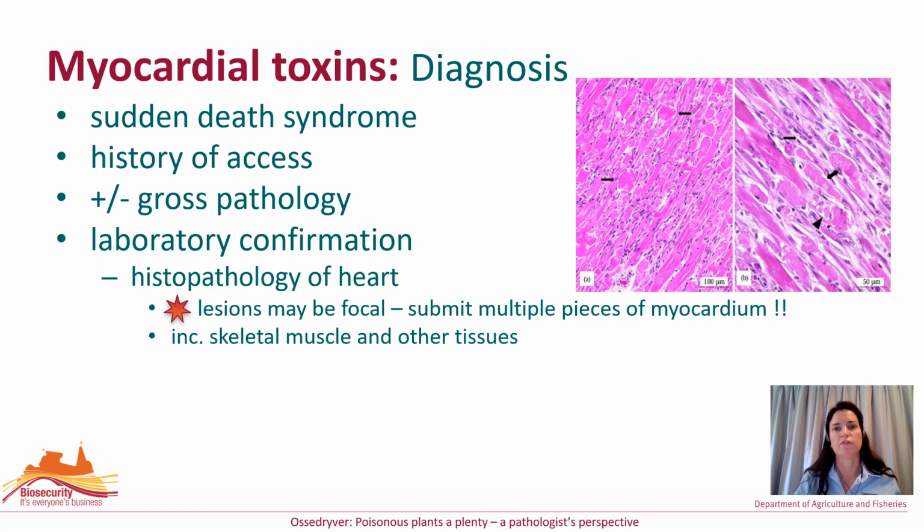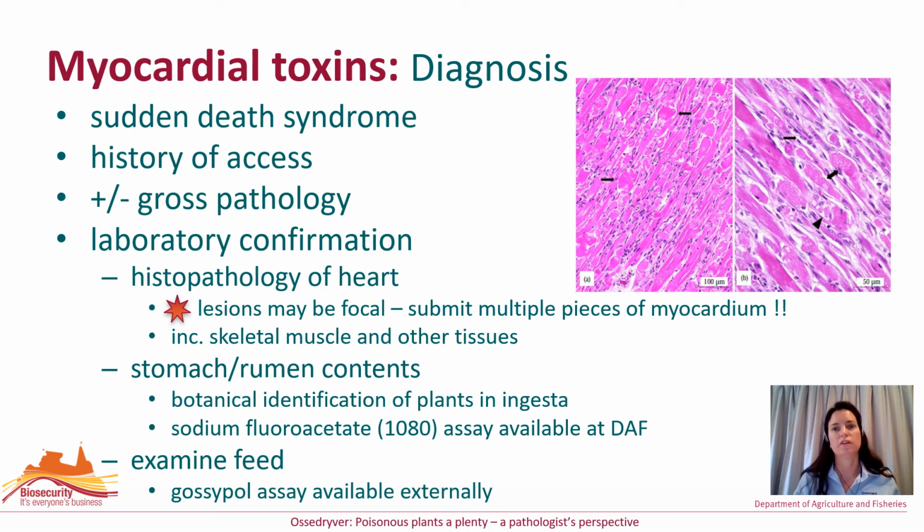Although not specific for the type of myocardial toxin, laboratory confirmation is achieved by the finding of necrosis in histological sections of heart muscle. As the lesions can sometimes be focal, ensure multiple pieces of heart are submitted to the lab. It's also important to include other tissues, including skeletal muscle, particularly in animals that have exposure to monensin, as ionophore toxicity is a significant differential diagnosis for myocardial necrosis.